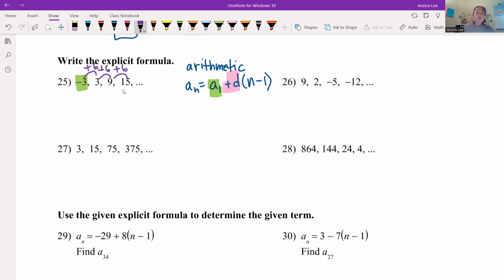Right? So we add every single time. So our common difference is 6. Okay, so now we're just going to replace all the things that are highlighted. Anything that is not highlighted over here, we copy it down.